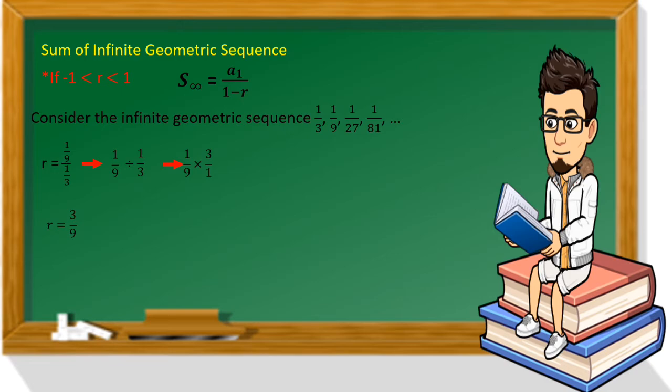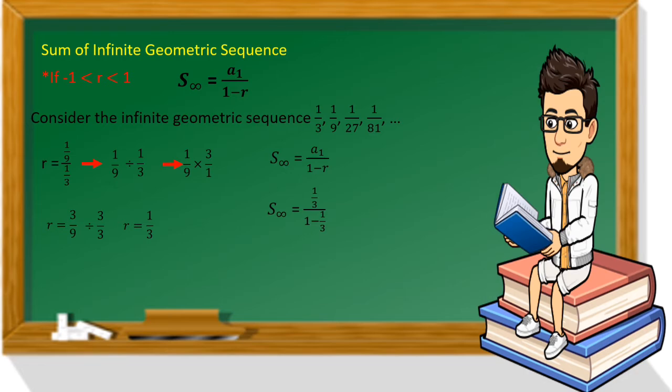Then, if you notice, we can still reduce 3 over 9 to its lowest terms by dividing both numerator and denominator by 3. So 3 divided by 3 is 1, and 9 divided by 3 is 3. So we have the value of r, that is 1/3, which is less than 1 and greater than negative 1. Now let us use the formula s sub infinity is equal to a sub 1 over 1 minus r. Substituting the values, we have 1/3 over 1 minus 1/3.